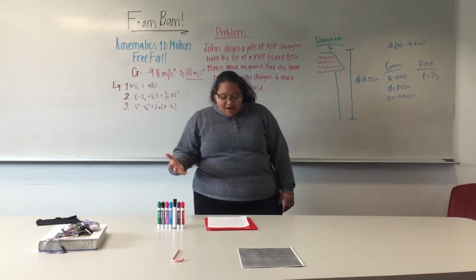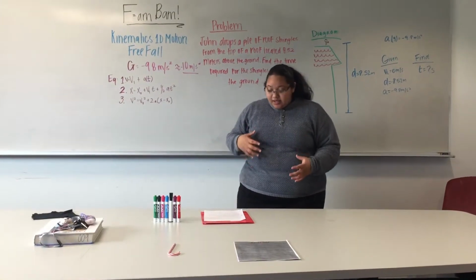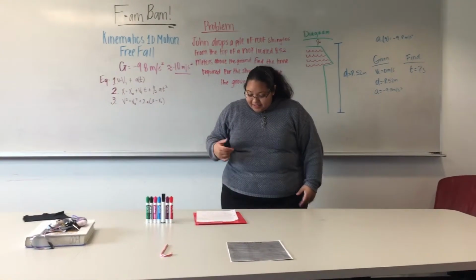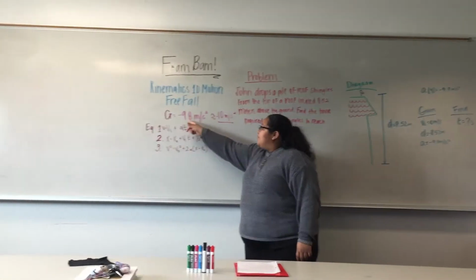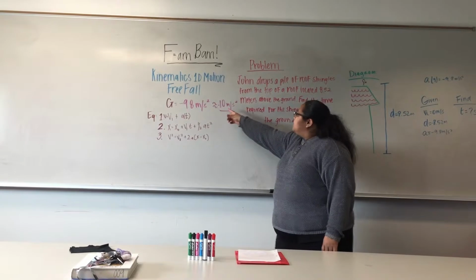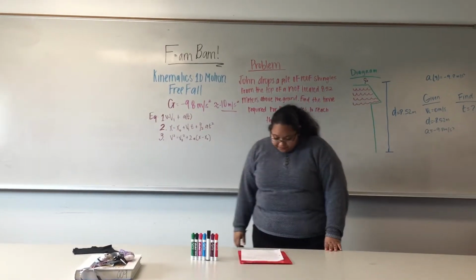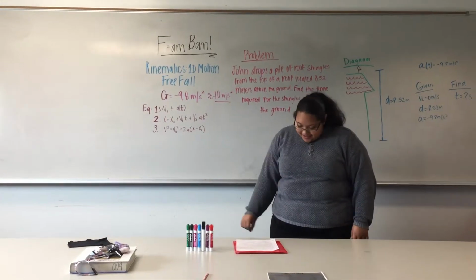So, gravity is a constant acceleration due to the attractive force of gravity between an object and the earth. Gravity equals negative 9.8 meters per second squared, and for the AP test you can round it up to 10 meters per second squared. It's negative because it's going downwards.